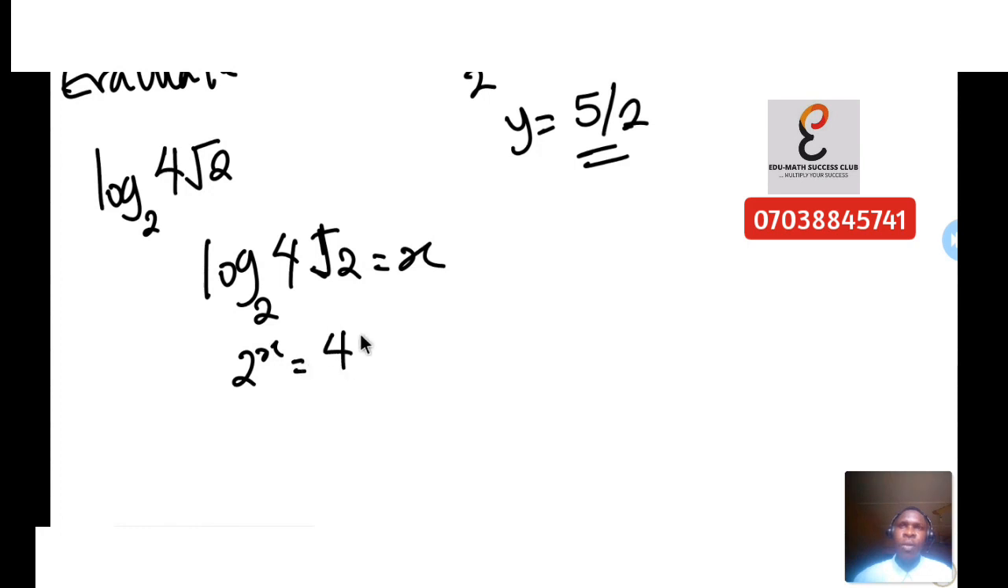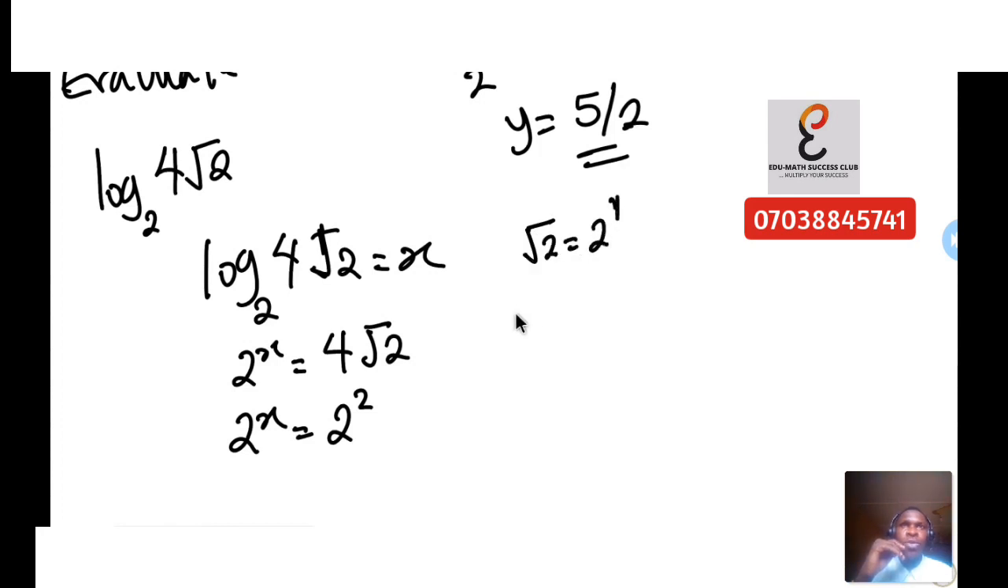Then you have 4 root 2. Then you have 2 to the power x. 4 is 2 to the power 2. Don't forget what I told you. Then you have root 2. Root 2 is the same thing as 2 raised to the power half. Root 2 is the same thing as 2 raised to the power 1 over 2. Okay, so using that idea, root 2 here will be times 2 raised to the power half.